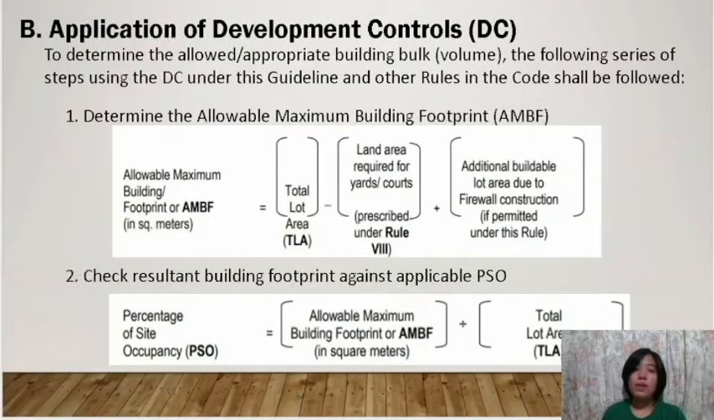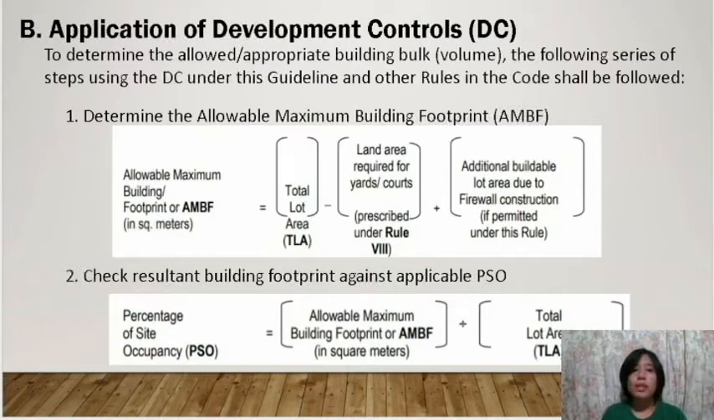Applicable development controls or DC. This is to determine the maximum development potential of a lot. So to determine the allowed or appropriate building bulk of the lot or the building, the following series of steps using DC under this guideline and other rules in the codes shall be followed.